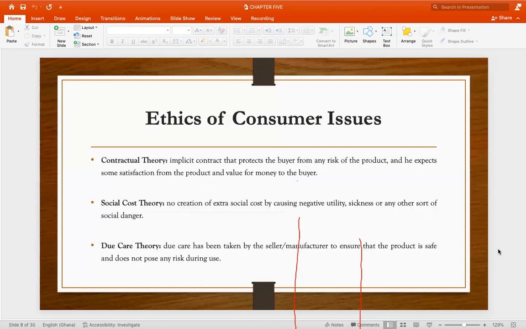But then, that's the ethics of the consumer issues.